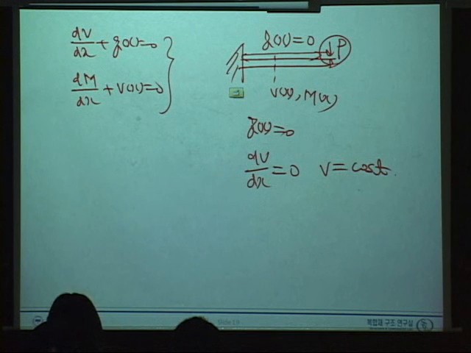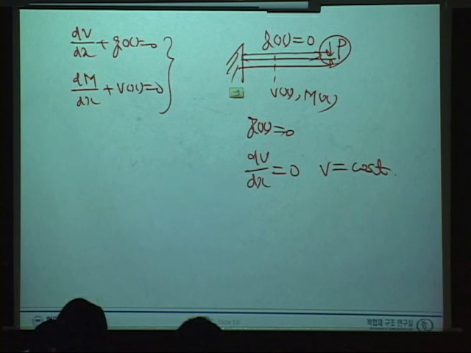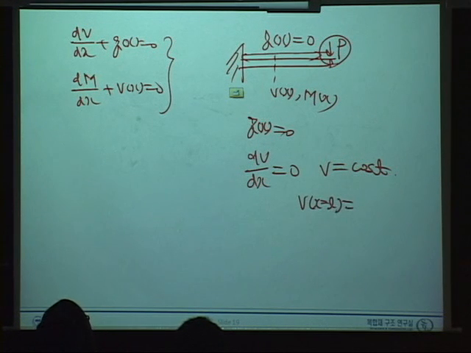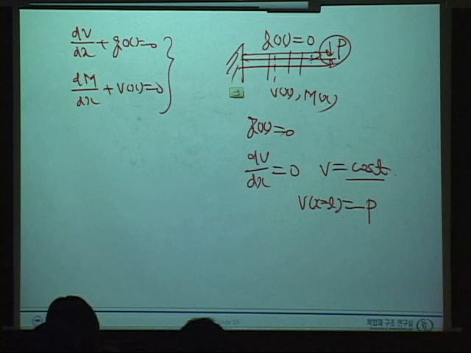Now, V equals a constant means that the shear force we know at the end, so let's say V at x equals L, what is that? Right, P. But is it downward? It should be minus. This constant value should be minus P. Which means that at any cross section, the shear force should be minus P.